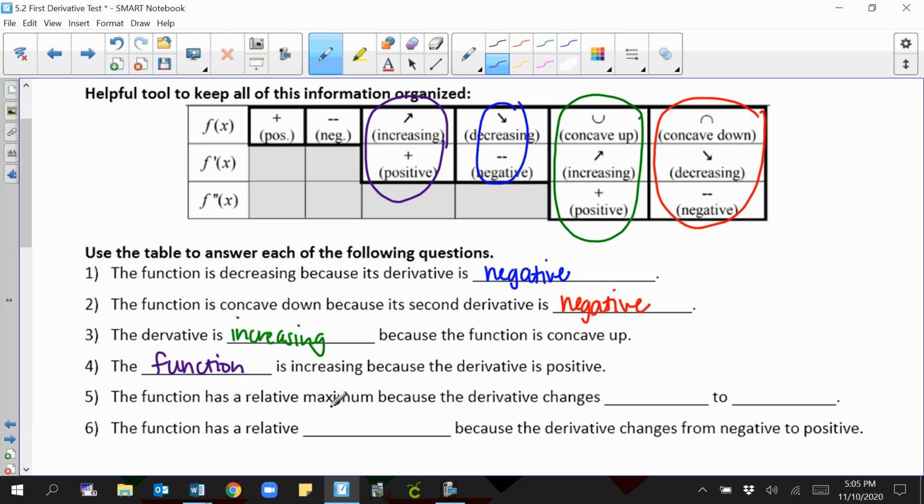Okay, the function has a relative maximum because the derivative changes. So if it has a maximum, that means that we're going from increasing to decreasing. So my derivative is changing from going to be positive to going to be negative. So I'm going to say it changes from positive to negative.